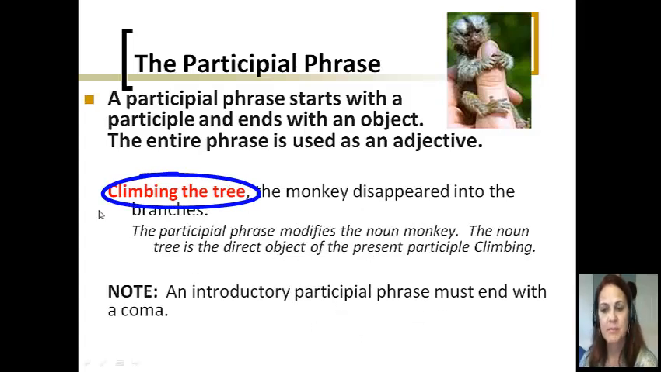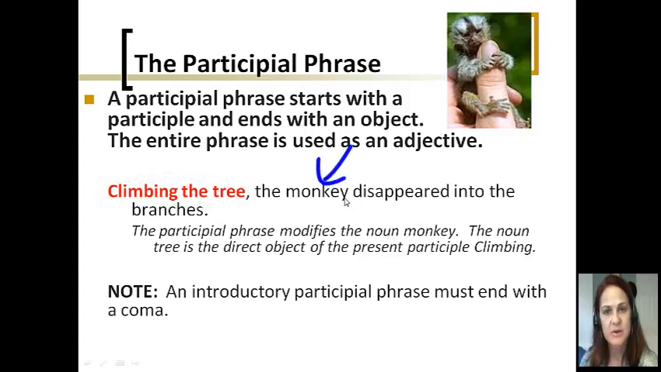So my participle, if I'm going to analyze this sentence, I look at that, climbing the tree. So my present participle is climbing. The participial phrase is climbing the tree. And it is all functioning as an adjective modifying monkey. So it's a participial phrase. The participial phrase modifies the noun monkey. We said that. The noun tree is a direct object of the present participle climbing. So the tree would be the direct object of climbing.